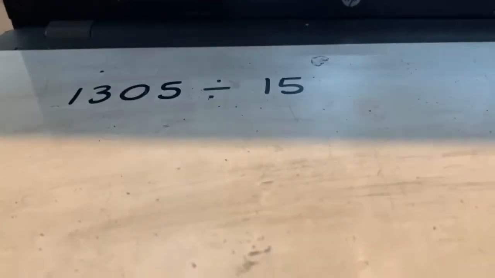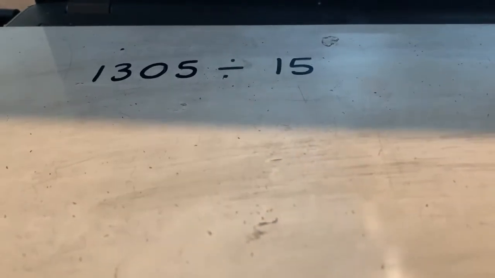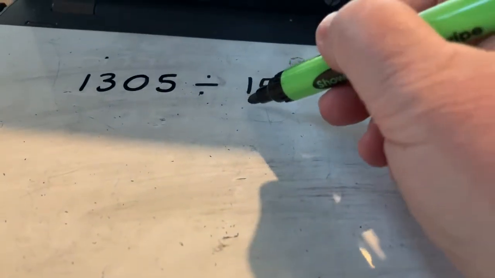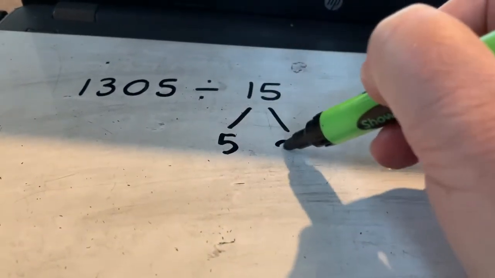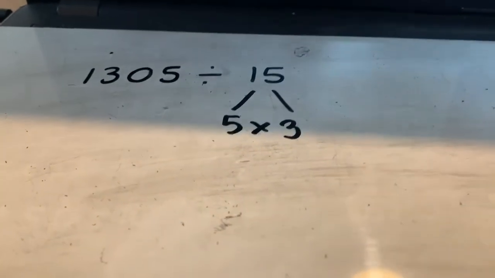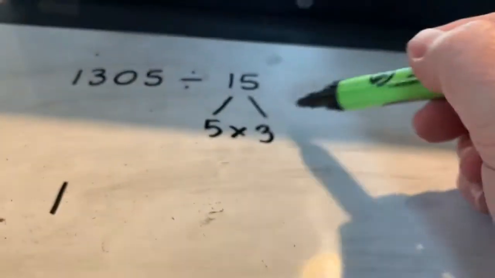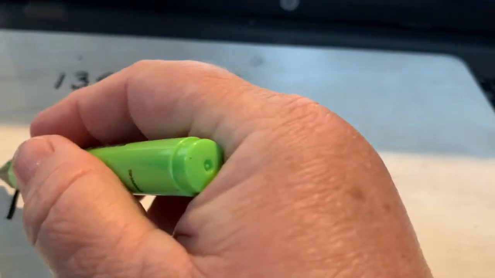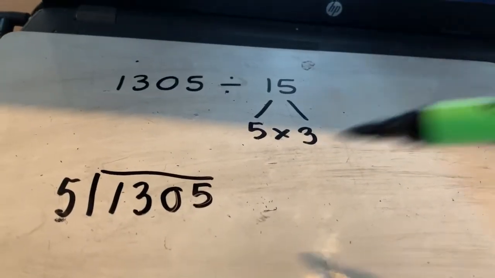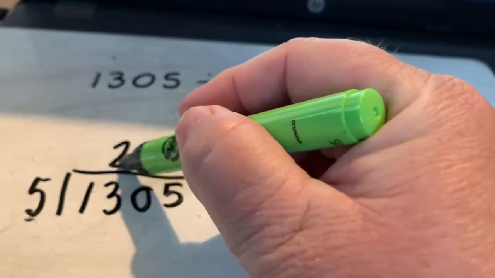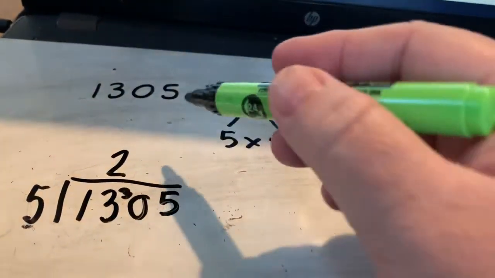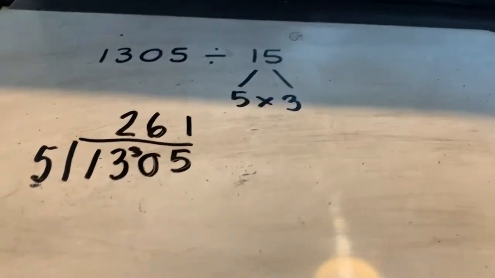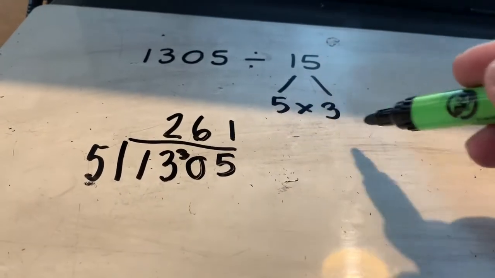Right, so I've got 1305 divided by 15. So I need to come up with some factors. So I'm going to choose 5 and 3 as my factors. So I'm first going to do, I think we'll divide by 5. So I'm going to do 1305 divided by 5. So 5 into 13 goes twice, remainder the 3. 5 into 30 goes 6, and 5 into 5 goes 1. So that's 261. Now I take the 261 and I now divide by the 3.